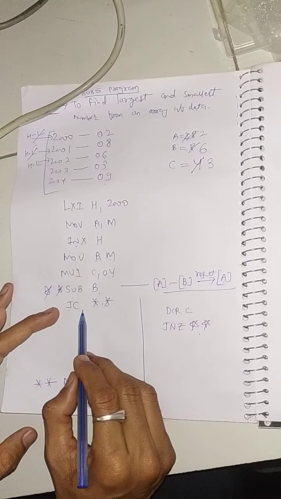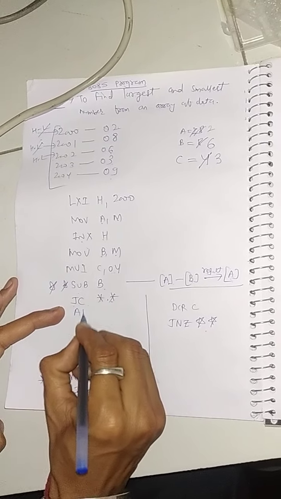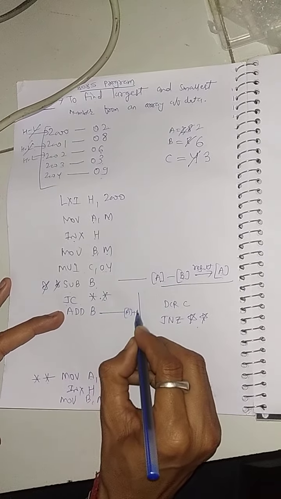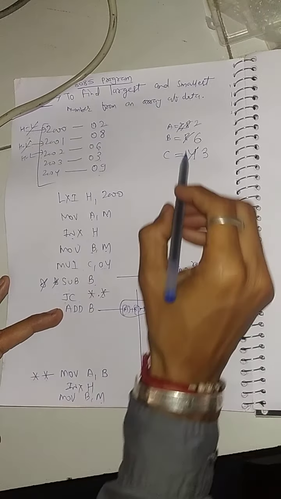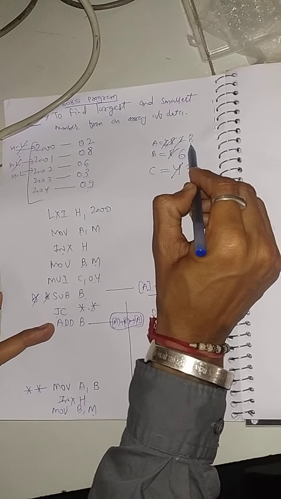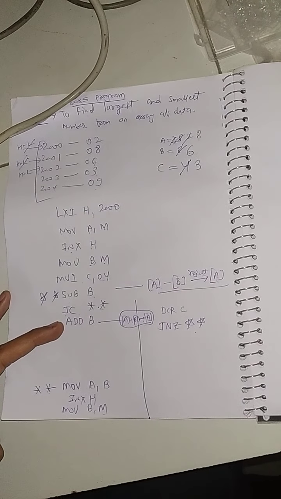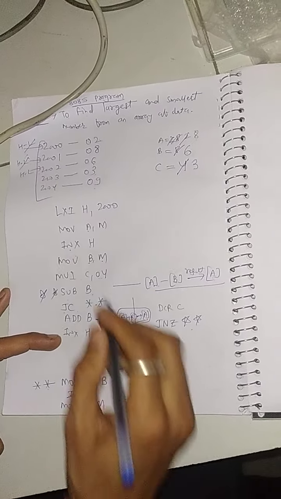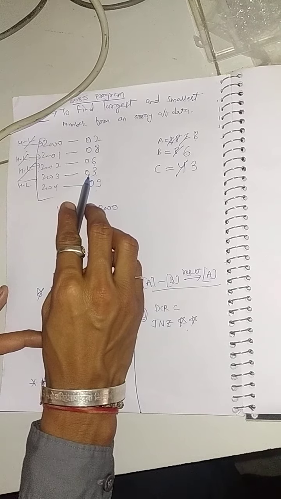Jump if carry, but here no carry will be generated, so it will not jump to this location. It will go to the next instruction, that is ADD B again. What is the meaning of ADD B? The content of A is added with B, and the result will be stored in A itself. So now A plus B, 2 plus 6 is 8, and the result will be stored in A. After ADD B, I again write INX H to go to the next memory location. So now the next memory location is 2003.